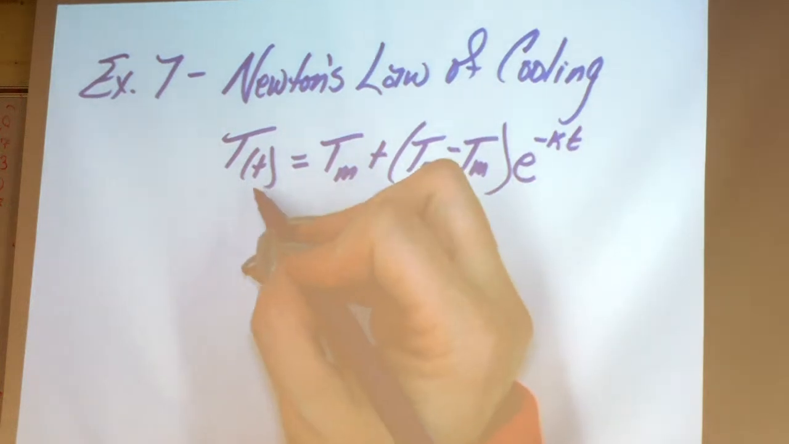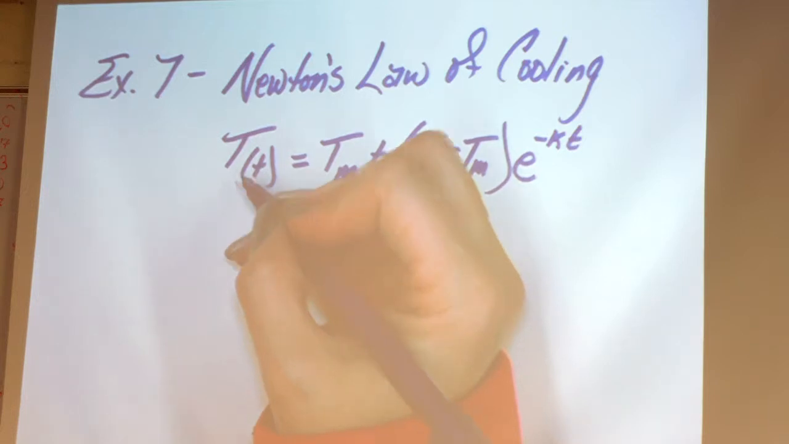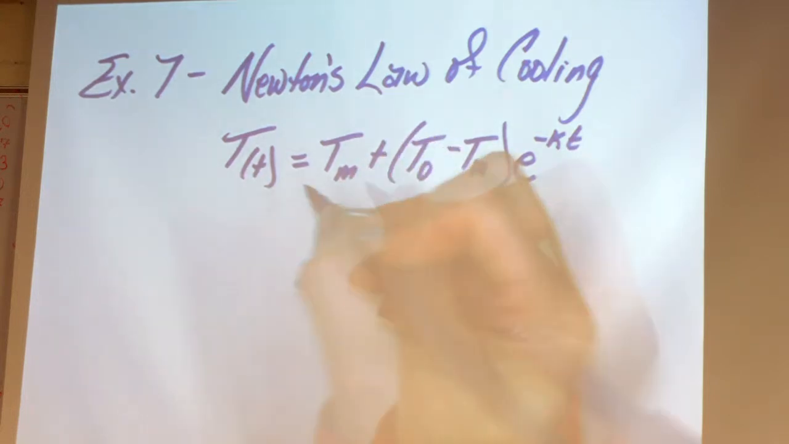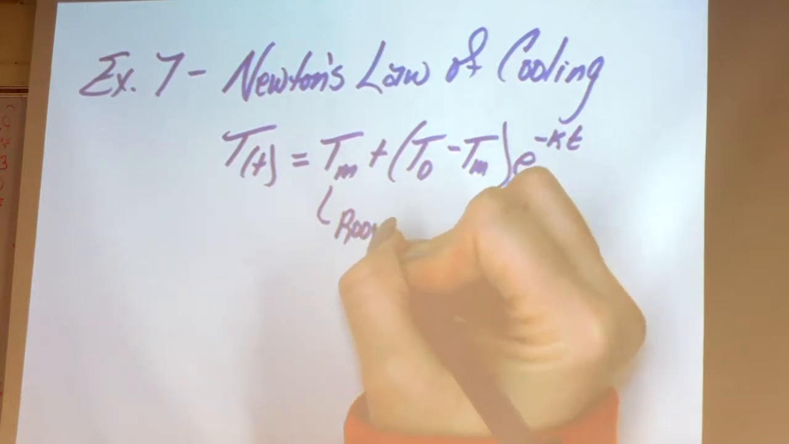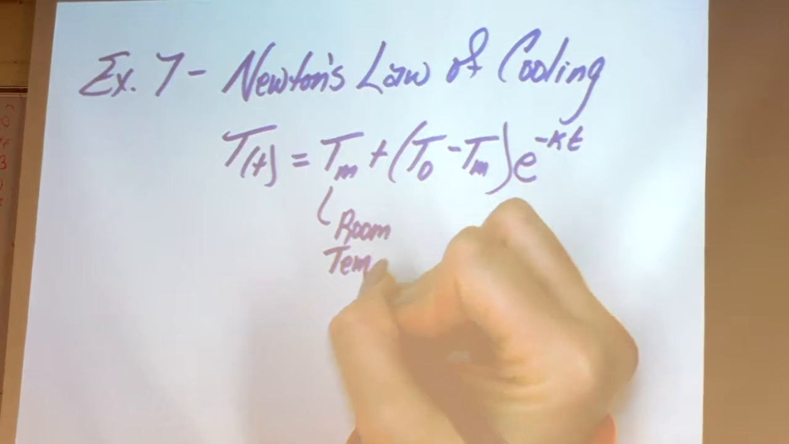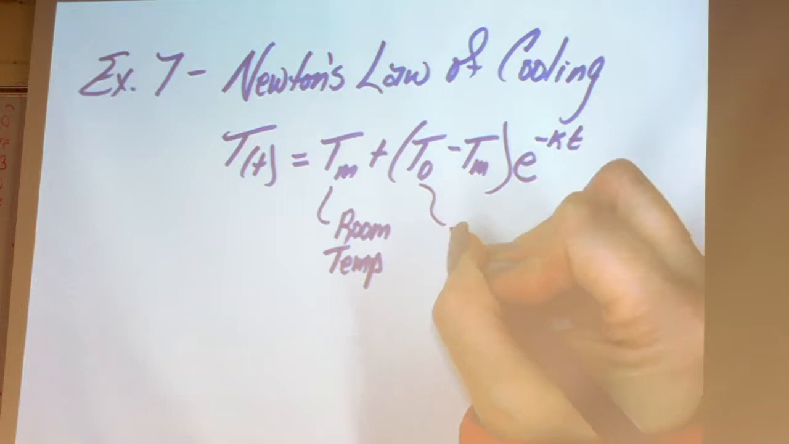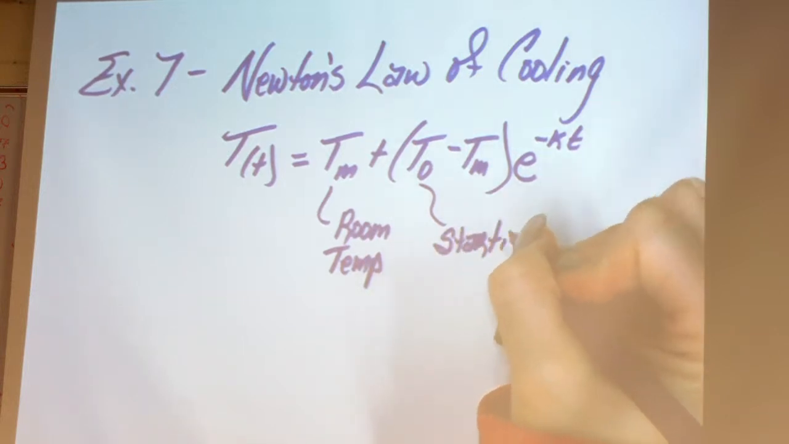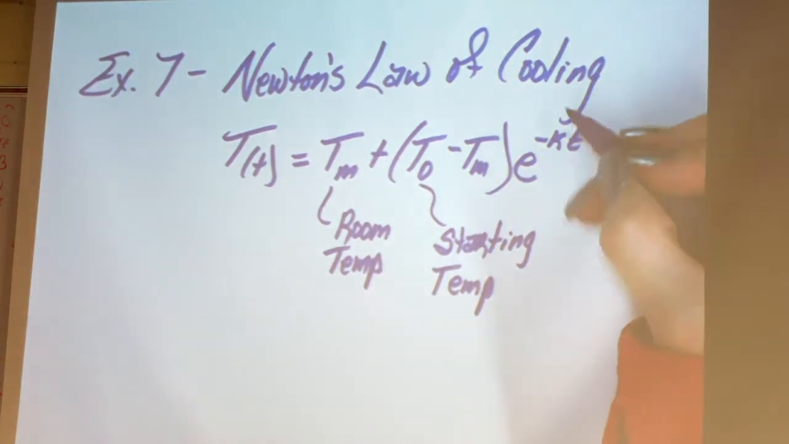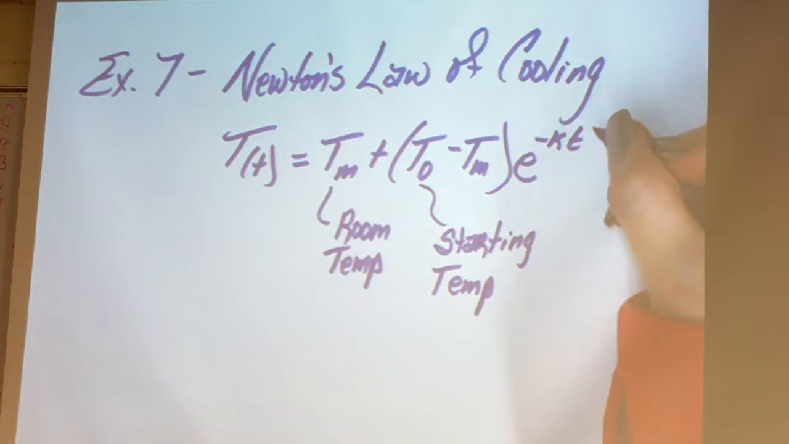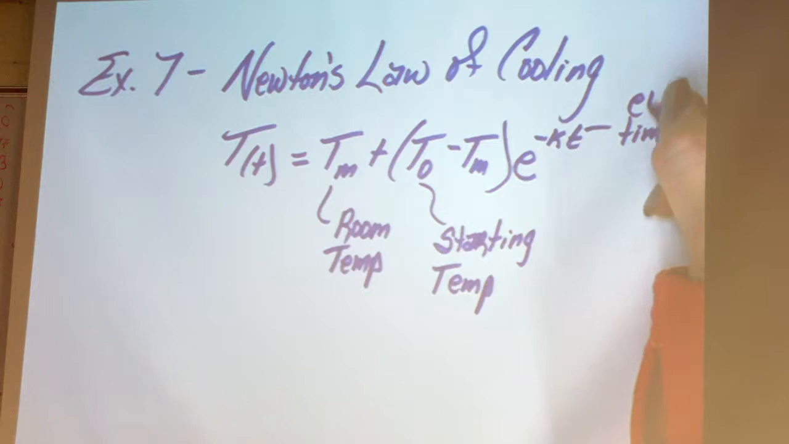The temperature after the object, or liquid, substance, whatever, has cooled. Your T sub m is the room temperature, basically. Your T sub 0 is your initial temperature, the starting temp. e we already know. k is some constant number. And t is the time elapsed, or elapsed time.